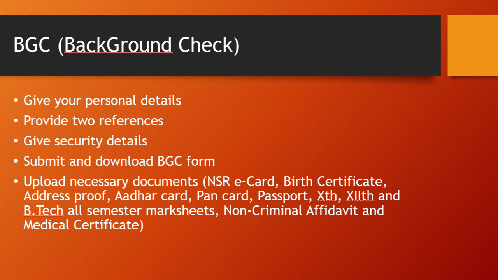So once you click on fill BGC form, you have to give the personal details. The details are like passport, PAN and address details, and then academic details, CGPA or overall percentage. Then you have to give two references, their names and their company or institute name, designation, contact number, email ID, and the relationship with the applicant and the period for which the reference knows the applicant.